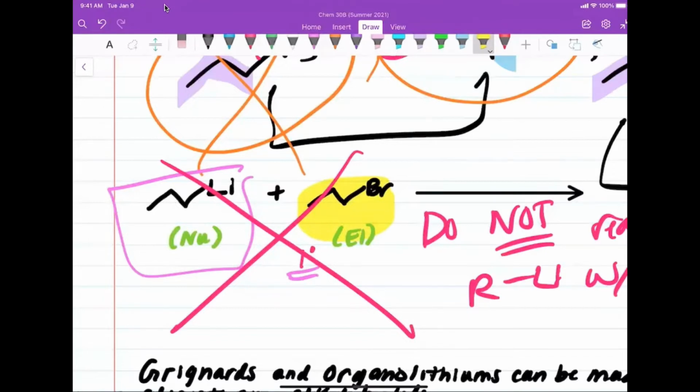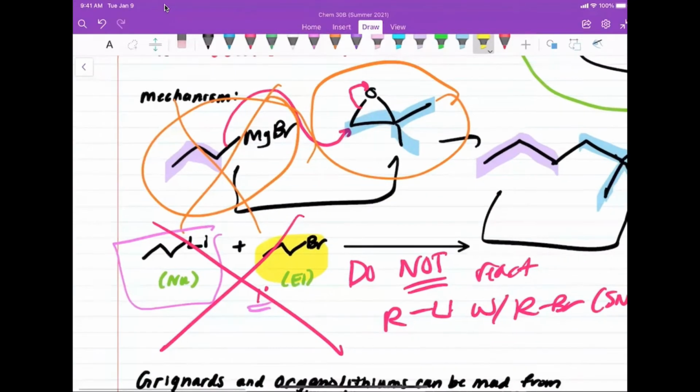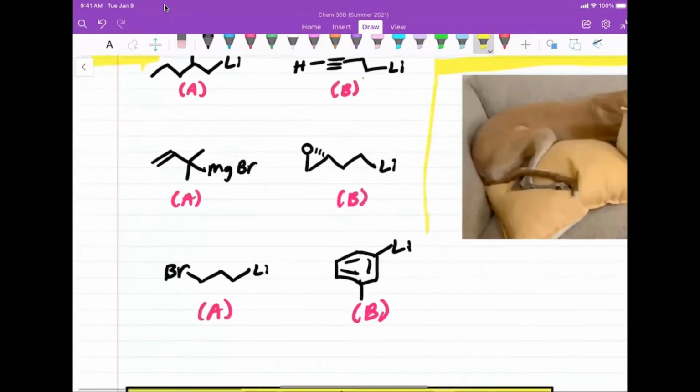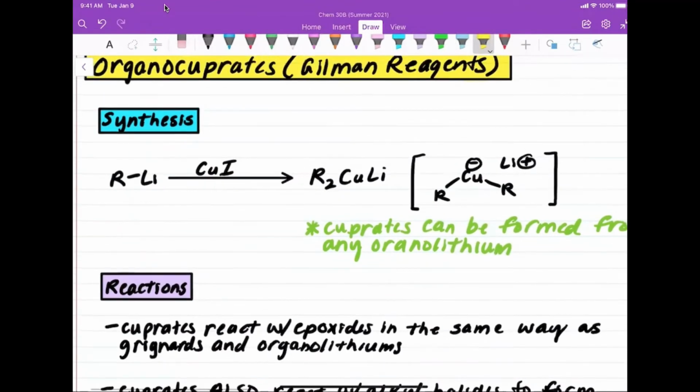Cuprates can actually do SN2s on primaries. Cuprates can actually do SN2s on secondary alkyl halides as well. So that's actually an advantage over alkynes, because alkynes or acetylide ions are typically such strong bases that we can only do those reactions with primary alkyl halides. If we want a secondary type reaction, we would have to do some sort of epoxide opening there. But cuprates, however, can do this SN2 reaction on both primary and secondary alkyl halides.